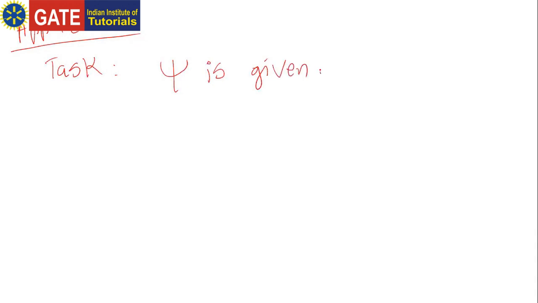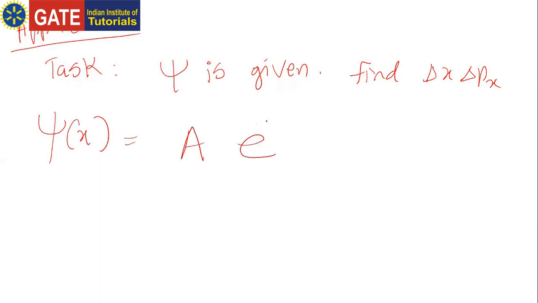Okay, next application. I am going to give you one task. Psi is given. Find delta x into delta px. The wave function given is psi of x equal to A e power minus half alpha square x square.